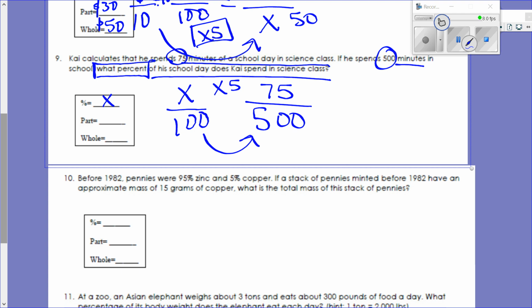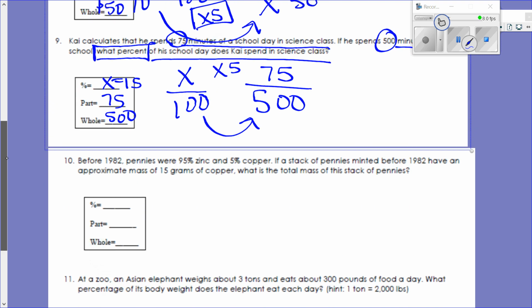So what do we do here? Talk to me. Divide 75 by 5. And what does that give me? 15. Very good. So my x equals 15. Any questions so far?